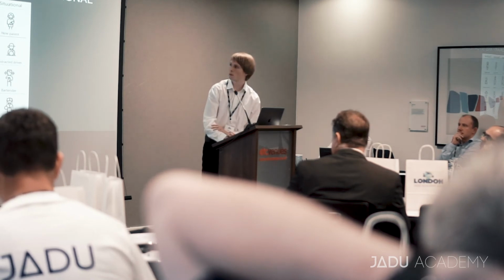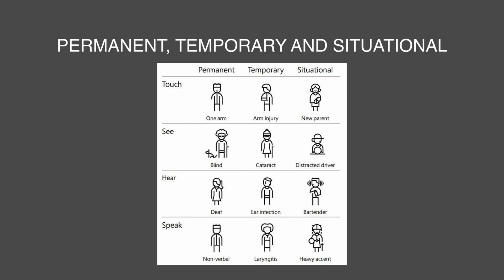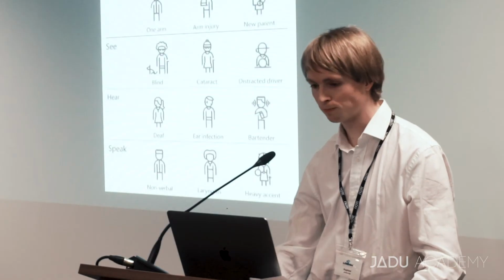Well, this is from Microsoft's Inclusive Design Toolkit, and it nicely illustrates how we can all be disabled. Someone with one arm has a permanent disability. Someone who's broken their hand playing ice hockey, for example, has a temporary disability. And a parent who's, for example, holding their child on their dominant arm is situationally disabled if they're trying to use their free hand for something.